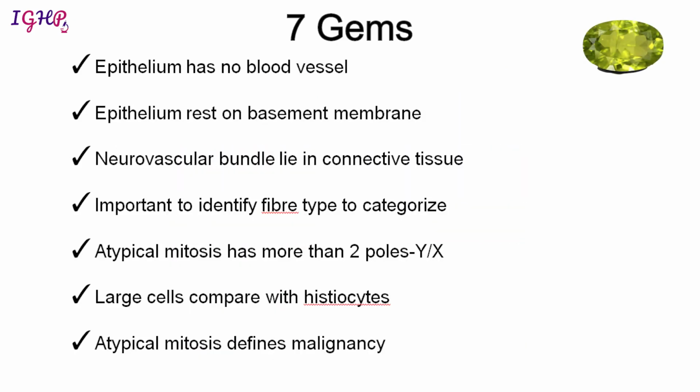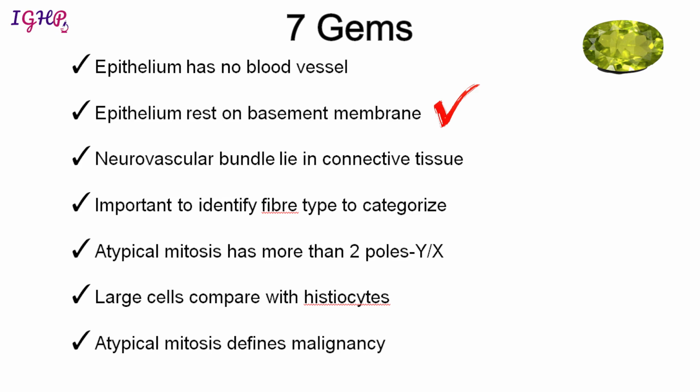So again, to summarize this lecture, in the last we would like to conclude with 7 gems in histopathology that we should always remember when we see any histology slide. The first thing is, the epithelium has no blood vessels. So in any organ that we see, the epithelium will be supported by a connective tissue beneath, from which it will get the blood supply and the nourishment.